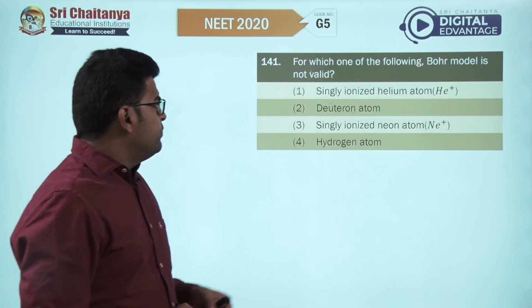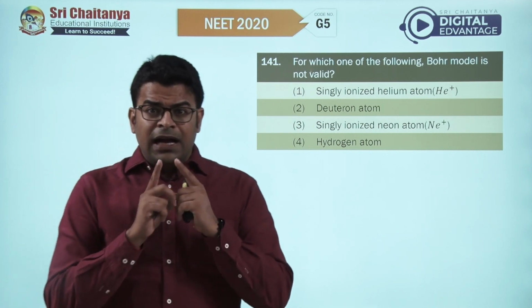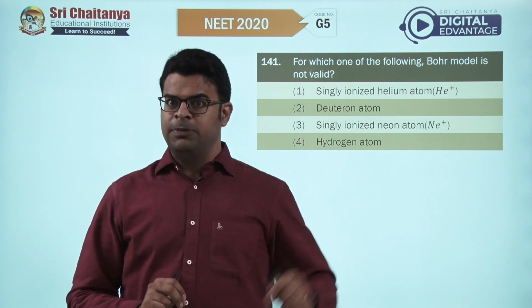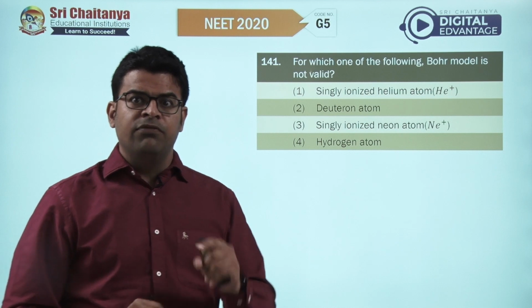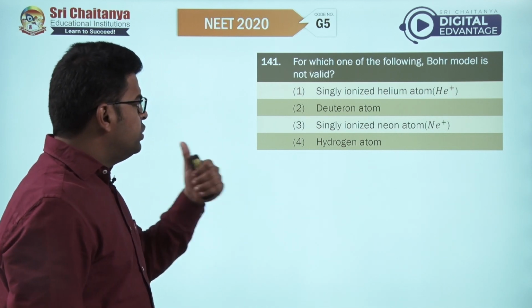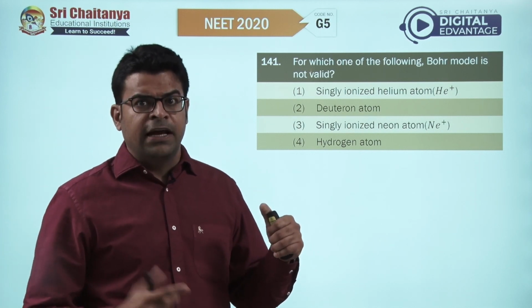Question number 141. For which of the following is the Bohr model not valid? You guys should know that the Bohr model is applicable only to single electron species. You can't apply the Bohr model to any atom which has more than 1 electron. So, let us see the 4 options. The first option, singly ionized helium atom. Yes, it has only 1 electron. Bohr model can be applied.